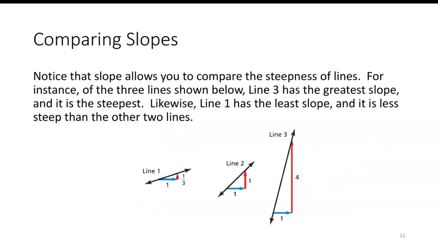So notice that the slope allows you to compare the steepness of lines. For instance, of the 3 lines you see shown below, line 3 has the greatest slope, and it is the steepest. So the slope for line 3 is 4 over 1. For line 2, it's 1 over 1. For line 1, it's 1/3 over 1. Line 1 has the least slope, and it's less steep than the other 2 lines.